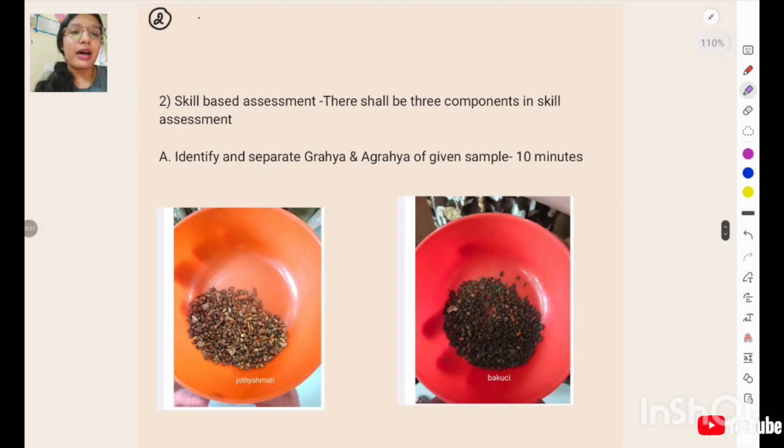In the second part, the second question has two or three subheadings. First, you have to identify grahya and agrahya, and in our exam syllabus an example is given: mushta and vidanga. Mushta has an adulterant, vidanga, so there will be one vessel with two drugs mixed, and you have to separate them. Maybe the drugs are adulterated or have a similar shape.